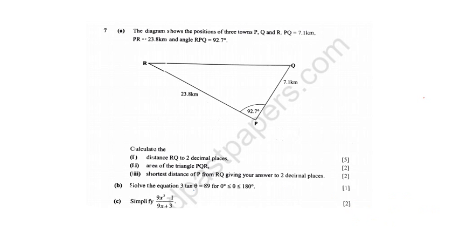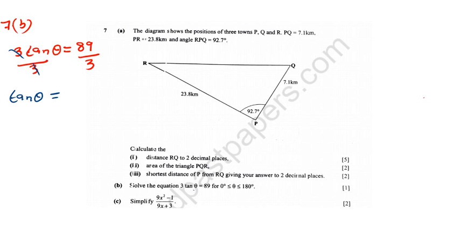Okay, so let's solve our 7b. I want to try and solve the equation 3 tan theta is equal to 89. So we divide both sides by 3. A 3 and a 3 will cancel, and we remain with tan theta is equal to 89 over 3.